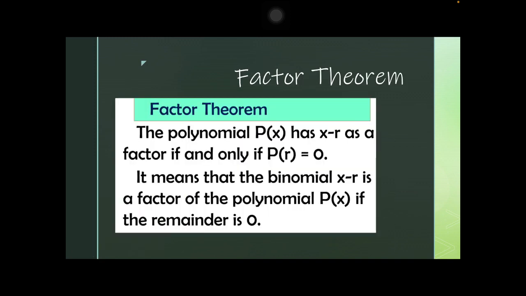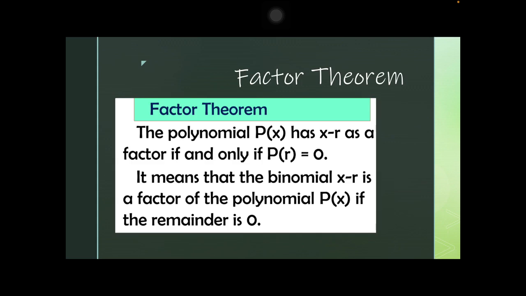Alright, magsimula tayo sa factor theorem. Ano po ba ang factor theorem na tinatawag? The polynomial p sub x has x minus r as a factor if and only if p sub r is 0. It means that the binomial x minus r is a factor of the polynomial p sub x if the remainder is 0. So, in Tagalog, ang gagawin lang po natin dito ay isa-substitute natin kung ano man yung r sa ating x minus r sa ating polynomial expression, and if it results into 0, then x minus r is a factor of that polynomial expression.